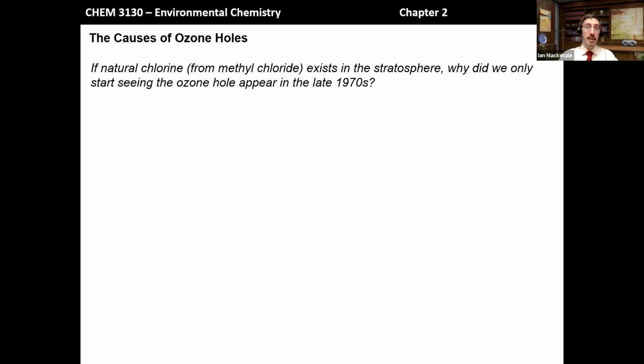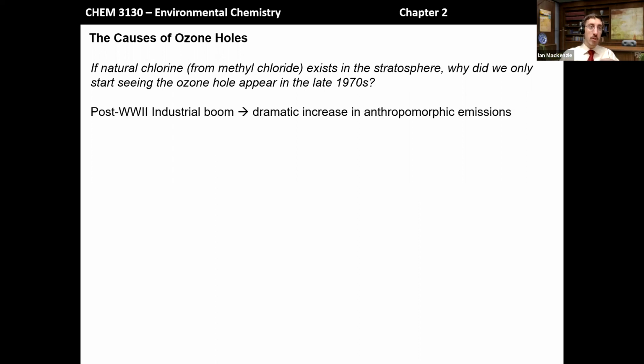The answer to this question is more easily explained if we look at a little bit of history, particularly in the United States. So post-World War II, the United States saw an industrial boom, and that led to a dramatic increase in anthropogenic emissions, or simply man-made emissions of all kinds of gases and particulate matter. Especially in the early 50s and 60s, there wasn't a lot of regulation over emissions. And with the dramatic increase in industrialization, we started to see emissions on megaton scale.